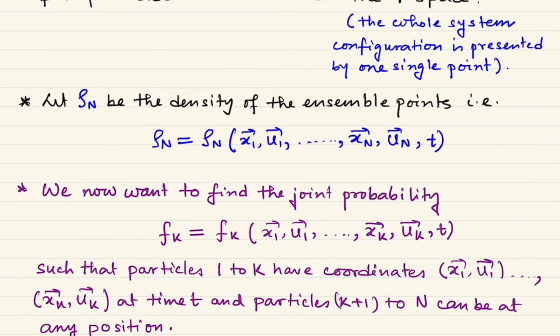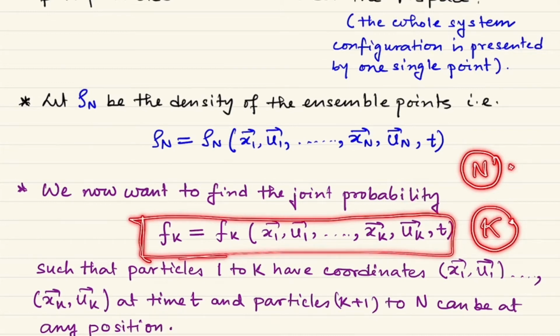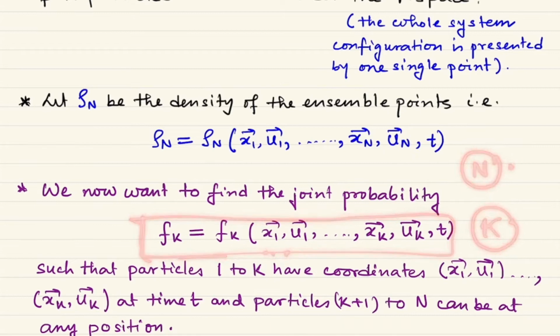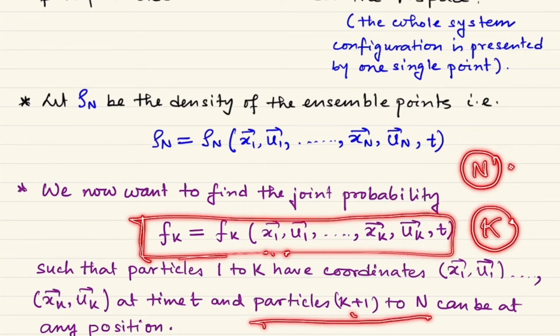If we specify all these things, then the question is: what is the probability that these positions and velocities are attained simultaneously? So let's say we have n particles, and from the n particles we are interested in k particles whose velocity and position we have designated already, and we want to know the joint probability distribution so that they have these pre-designated positions and velocities at a given time. But all the other particles, for example particles k plus 1 to n, all the n minus k particles, can be at any position and velocity.